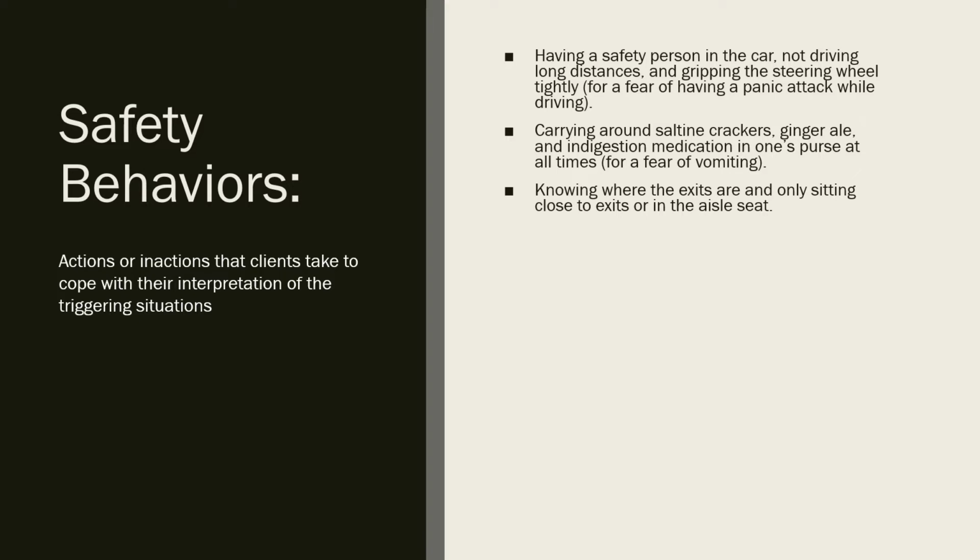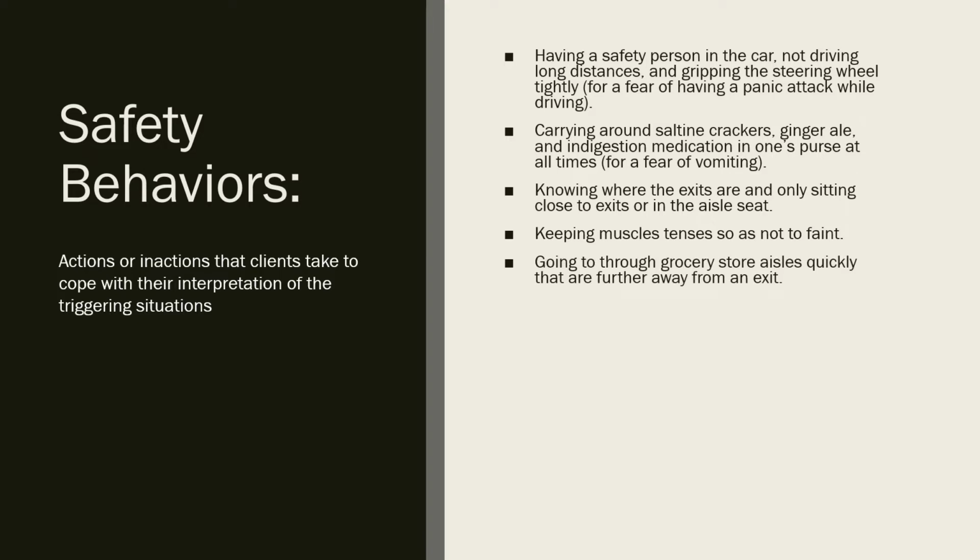Or always checking where the exits are, so that when something happens they can evacuate immediately, or keeping muscles tensed so that they don't faint. There are people who have a fear of fainting in front of other people, so that's one of their safety strategies. Going through grocery store aisles quickly that are further away from an exit. Someone has a fear of encountering people, or a fear of social situations.